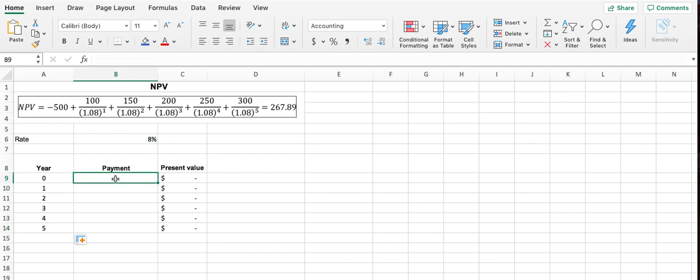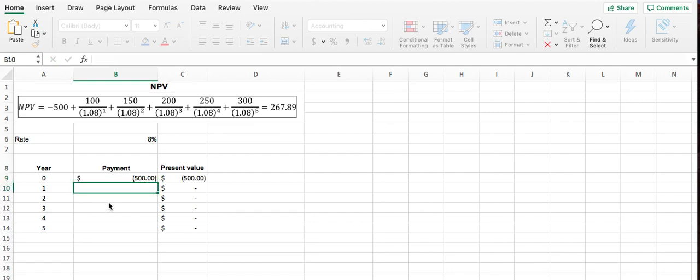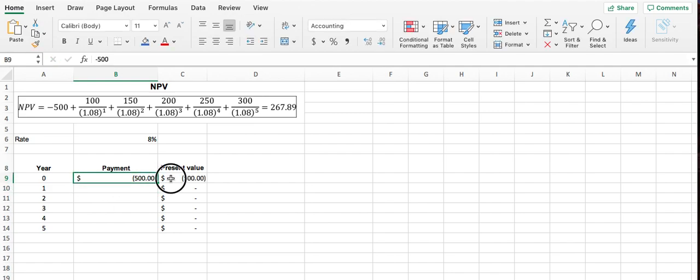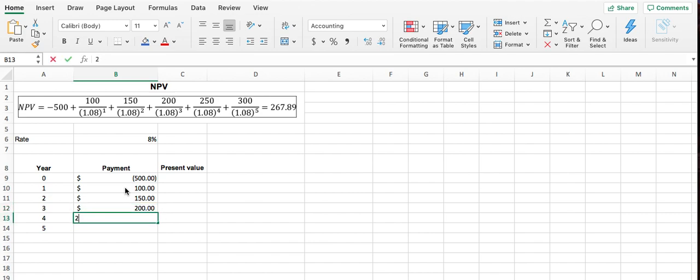So let's start with the payment. The payment we have was $500. So here we're going to write negative $500. And we're going to put $100, $150, $200, $250, and $300.